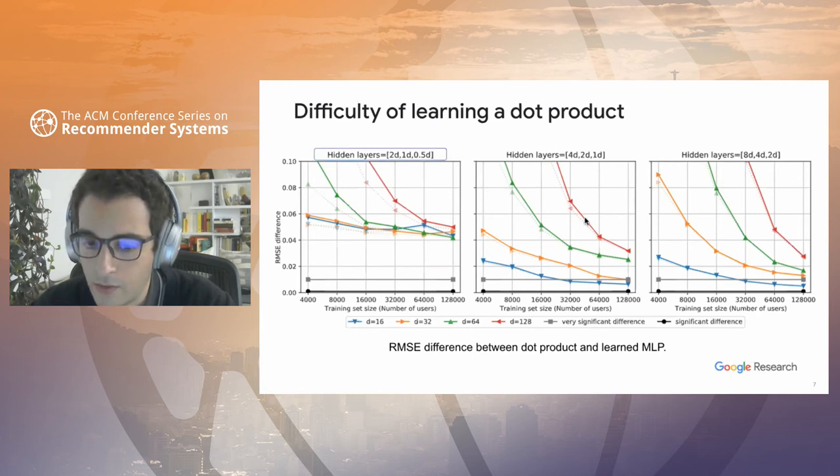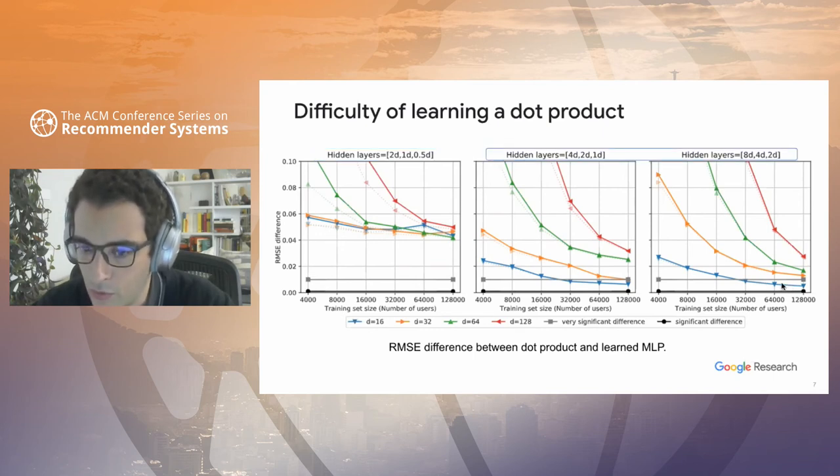We also varied the size of the MLP itself. Of course, as we increase the size, we will achieve a lower approximation error. This was the size that was recommended in the NCF paper. However, the error remains quite high. But even if we increase, here we doubled and then we quadrupled the size, for most embedding dimensions, except the smallest one, the error still remains very high. And also the number of examples that is required to achieve this low approximation error grows somewhat quadratically in the embedding dimension.